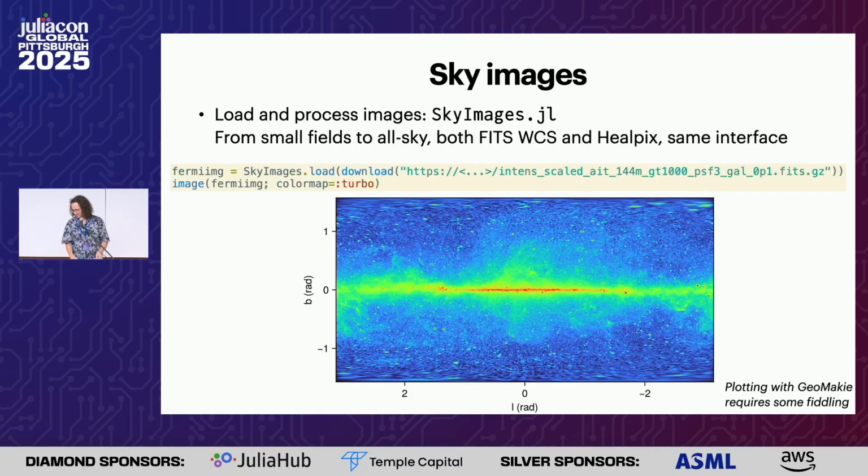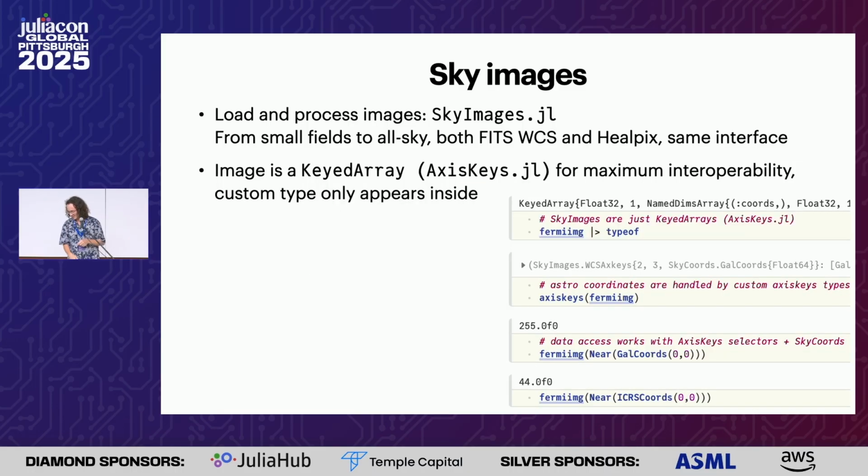That's for tabular catalogs. For sky images, and especially for all-sky images, there is also the package I developed, SkyImages.jl. It supports all kinds of things with the same interface, from small fields to full sky, both FITS WCS coordinate system and HEALPix with the same interface. So this is a Fermi image. You can, of course, just plot it. Image plotting with GeoMakie breaks once in a while, so it's fiddly.